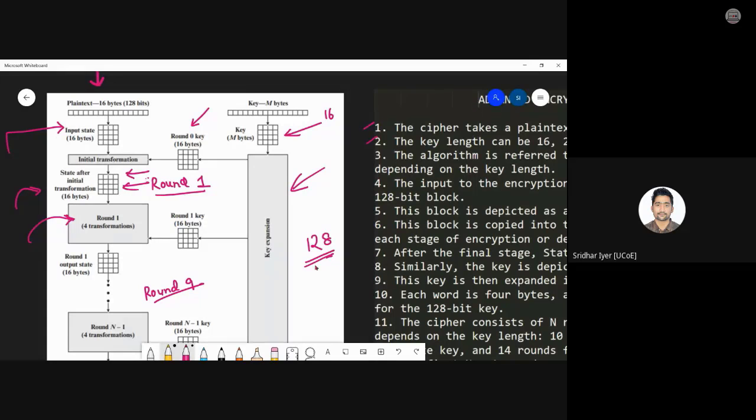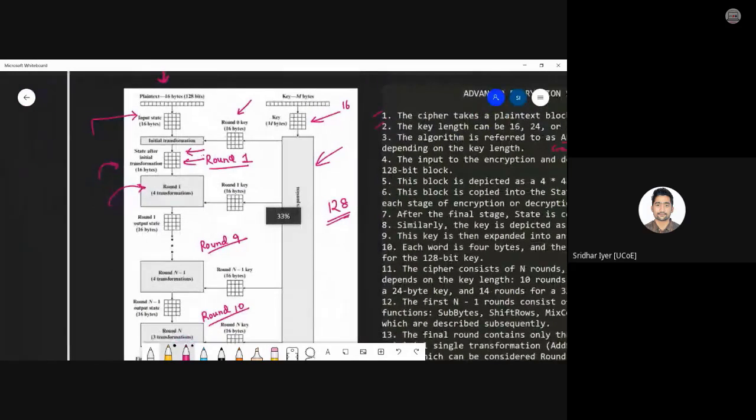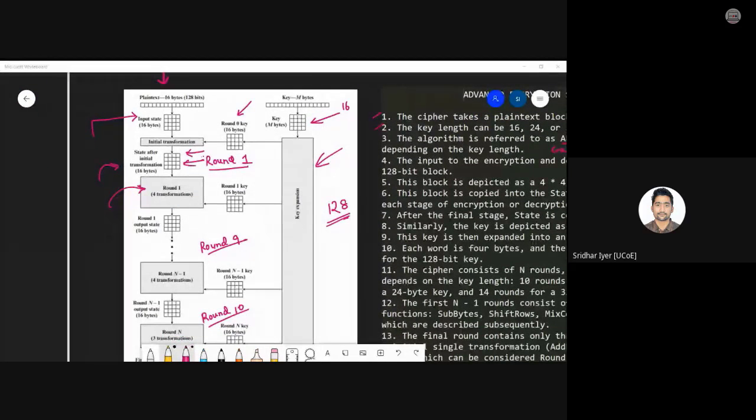Yes or no? So in total, how many keys will be required for AES 128? You only give me answers. In total, how many keys will be required for AES 128? Come on, give me answers. I expect answers from your side.